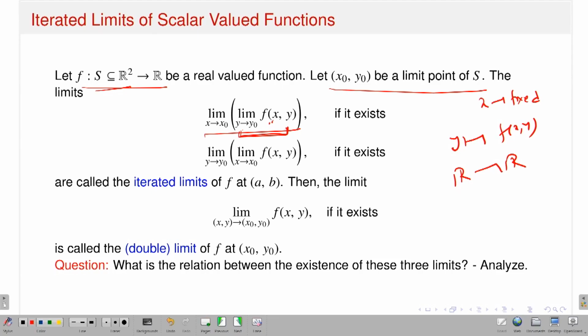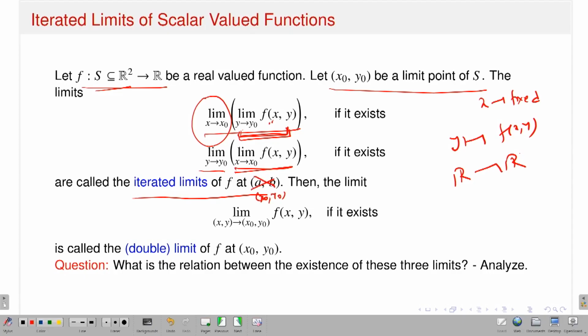Once I have that, at each x the limit exists, that means this is a function of x, and then I can talk about the limit as x approaches x naught. If this limit exists, similarly you can flip it: first keep y as a fixed variable, then talk about the existence of the limit for this single variable x approaching x naught. Once I have that, you take the limit as y approaches y naught. If these two limits exist, then I will say that these are called the iterated limits of f at (x naught, y naught). I wrote it as ab, but it should be x naught, y naught. This is a mistake. Is that clear?